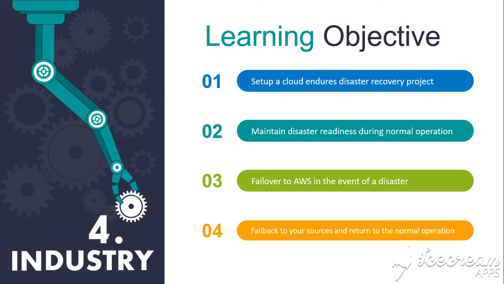At the very beginning, you have to set up the disaster mechanism. It means set up the CloudEndure disaster recovery project. First, you have to make the project. Then you have to maintain the disaster readiness during the normal operation. It means at the production level, production mode, you have to conduct your disaster operations.